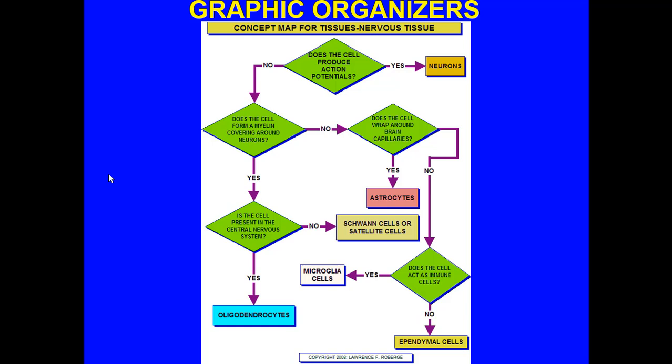Does the cell form a myelin covering around the neurons? Yes. Is that cell present in the central nervous system? Yes, it's an oligodendrocyte. If it's no, it's a Schwann cell or satellite cells. Now, what if it doesn't have myelination around the neurons? Does it wrap around the brain capillaries? Yes, it would be an astrocyte. If it's no, then you ask yourself, does the cell act as an immune cell? If that's yes, it's a microglial cell. And if it is no, then it's an ependymal cell.